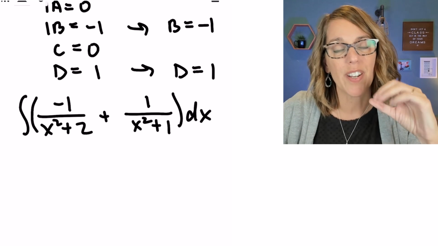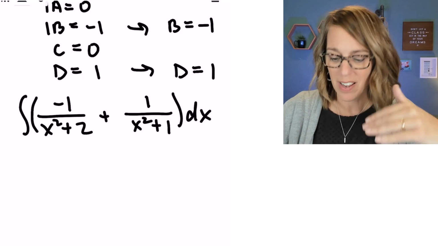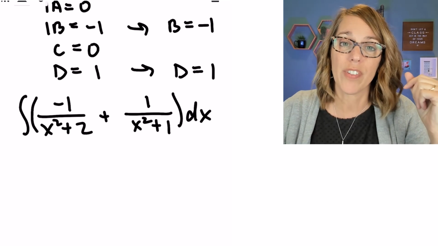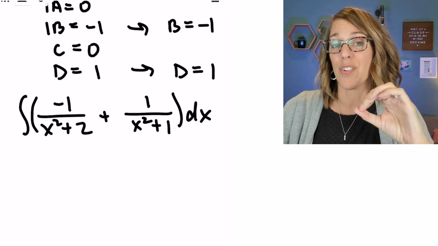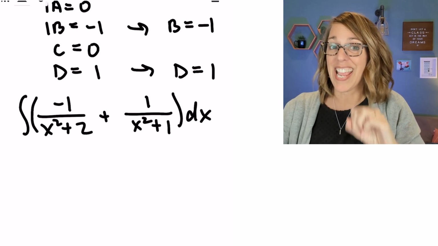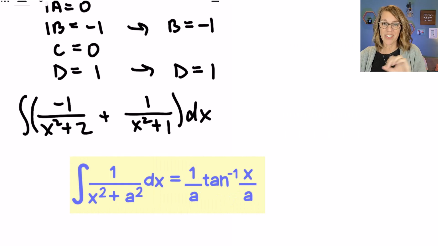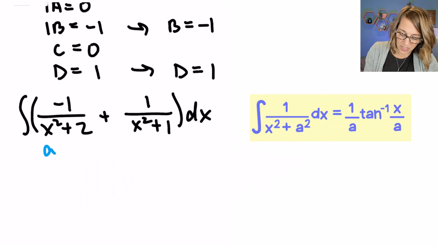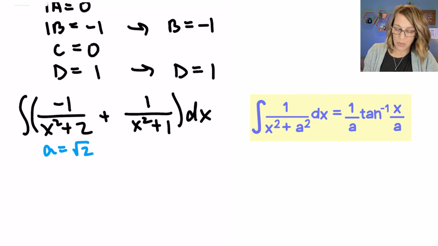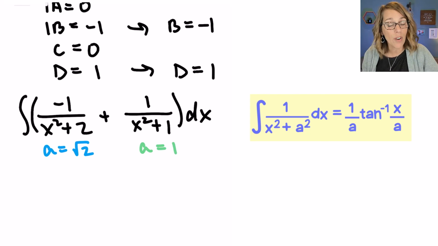So my antiderivatives here are not going to be natural logs, and there's no u substitution that I can do. So instead, I'm going to recognize that the integrals, the antiderivatives, are both a tan inverse. So I'm going to look at those denominators as an x squared plus an a squared. In that first fraction, if a squared is 2, that means that a is going to be the square root of 2. In the second one, a squared is 1, so a in the second one for our formula is going to be a positive 1.